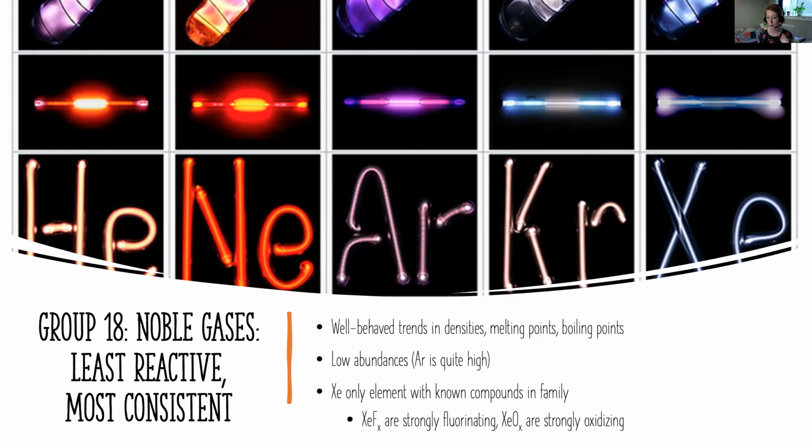So the xenon fluorides are strongly fluorinating, meaning they're going to give up those fluorides to something else. And the xenon oxides are strongly oxidizing, meaning they're going to give up those oxygens to something else to be reduced. That should make sense because xenon is fine being a noble gas, and so if you put fluorines or oxygens on it, they're going to want to give those up and send them off to some other molecule.